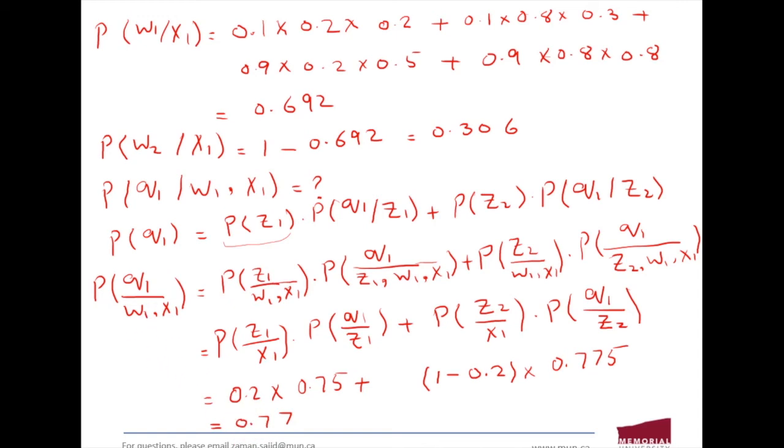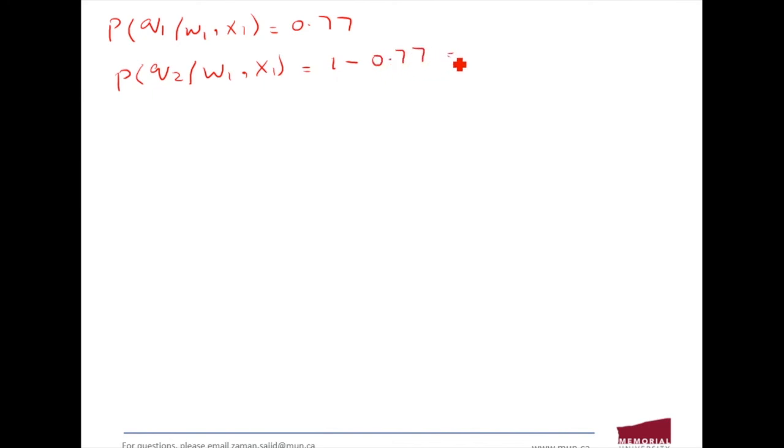By that I mean to say, I know the value of the probability of Q1 given that W1 and X1 is, as we just found out, 0.77. If I want to find out the second state, because it is a binary state system, it will be Q2 given that W1 and X1. That is equal to 1 minus 0.77, which is 0.23.